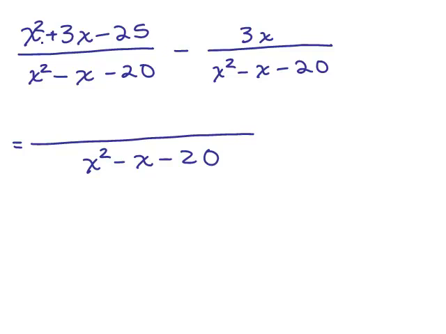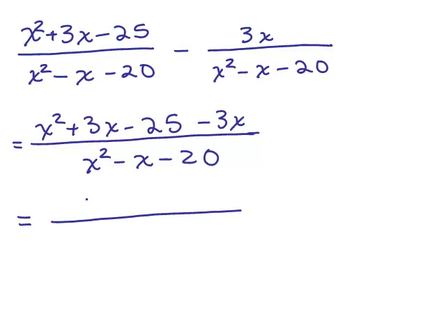And then I take the numerator of the first fraction, x squared plus 3x minus 25, minus the numerator of the second. Now I could put a parentheses around it, but since there's only one term, I don't really need it. I just have minus 3x. Okay, so we need to simplify the numerator by combining like terms. So that'll give you x squared minus 25. And in the denominator, we've got x squared minus x minus 20.